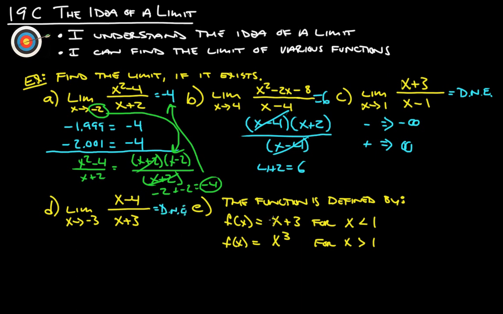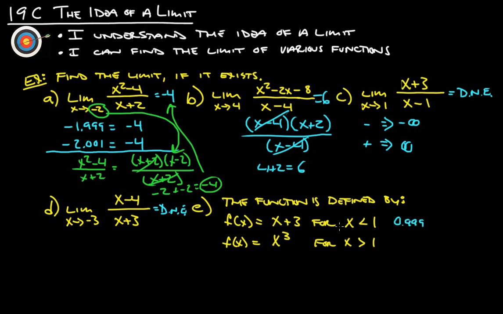Okay, E, this one's a little bit different. Sometimes you'll get this: the function is defined by one expression when x is less than 1, and by something else when x is greater than 1. So let's see what happens when we get really close to 1 on this one. x has to be less than 1, so we have to put in, say, 0.999.